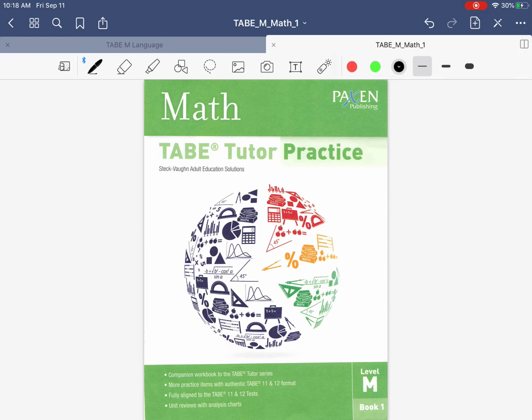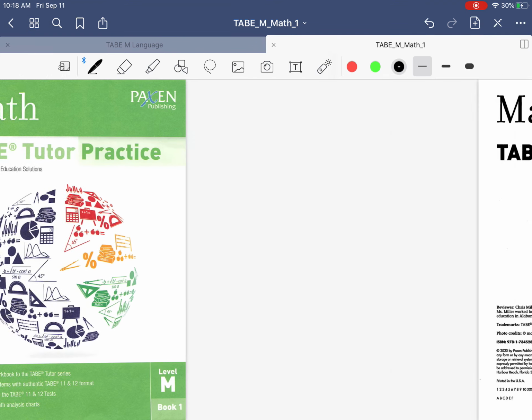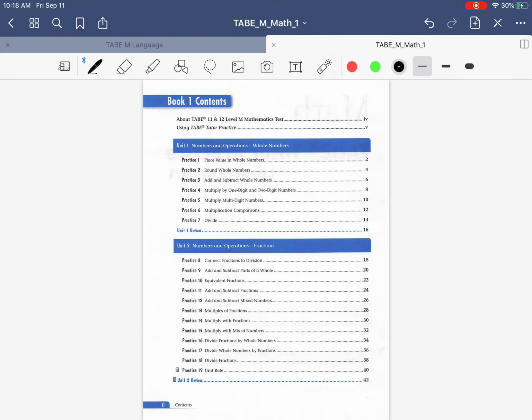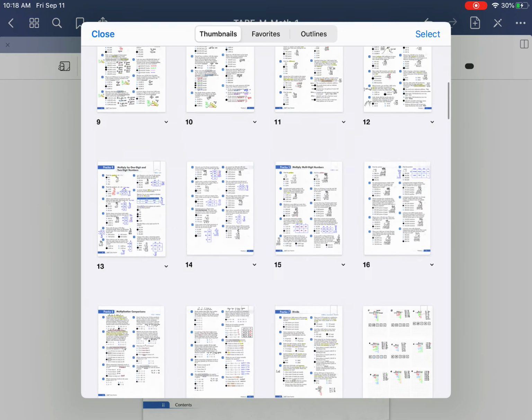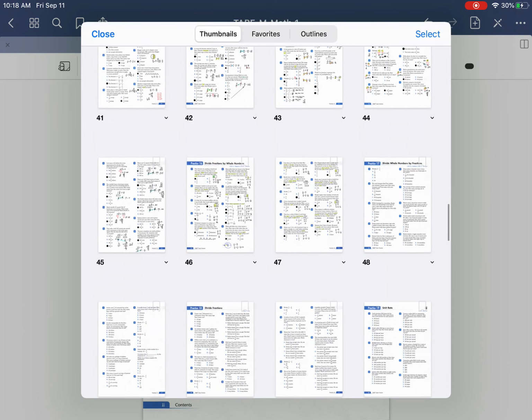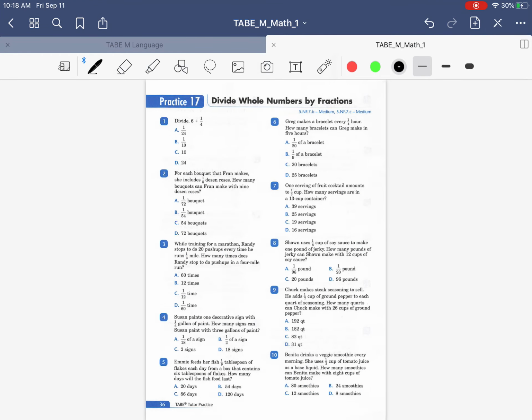I am here today to do exercise 17 in the TABE Tutor Practice Math Workbook. This is still Workbook 1. And let's look for Practice 17. It's going to be on page 36. My pages are just a little different, so here is the exercise that we are looking at today. And this time we are dividing whole numbers by fractions.